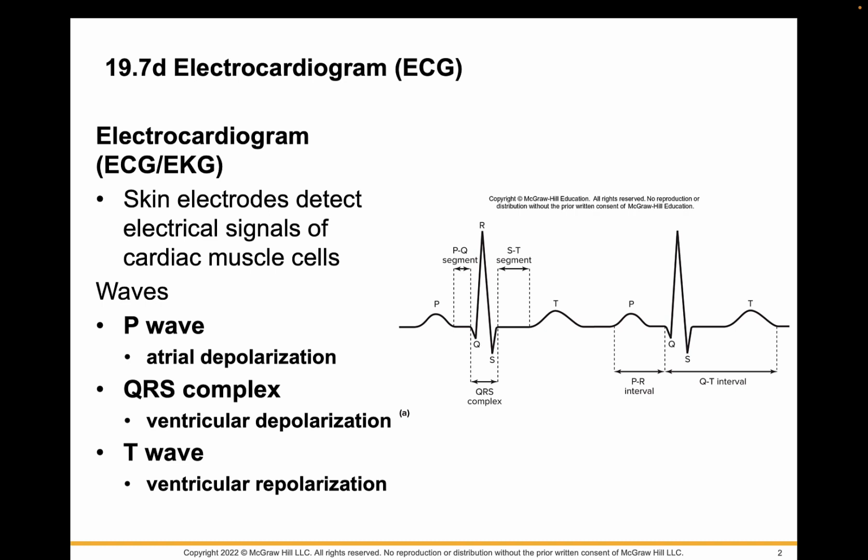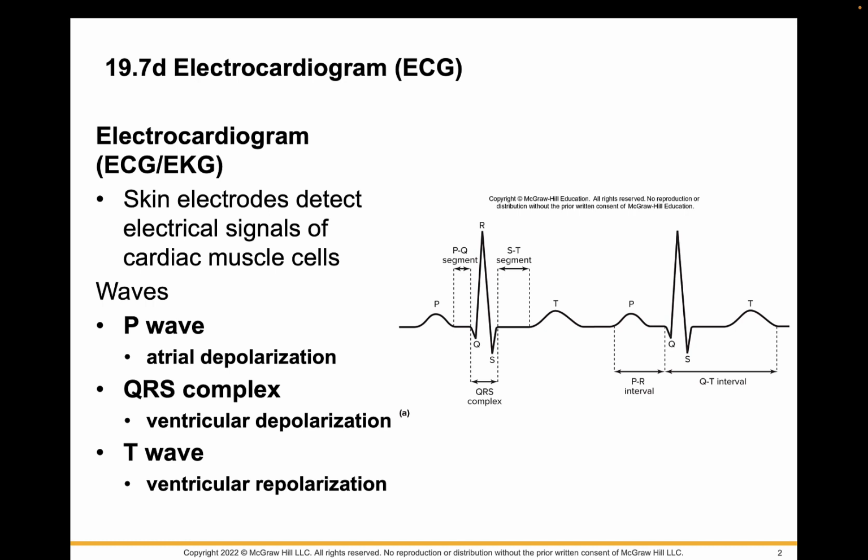If we look at the EKG, we'll notice we have a P wave, a QRS complex, and a T wave. And each one of these waveforms is associated with an electrical event. The P wave is associated with atrial depolarization. The QRS complex is ventricular depolarization. And the T wave is ventricular repolarization.